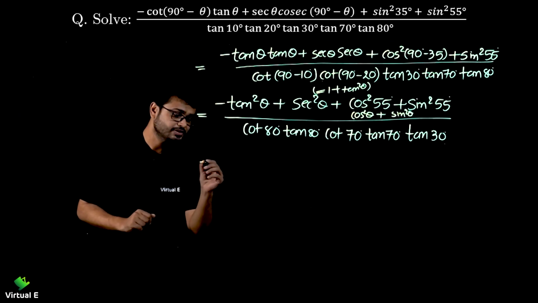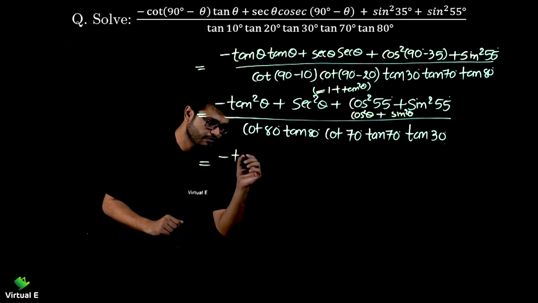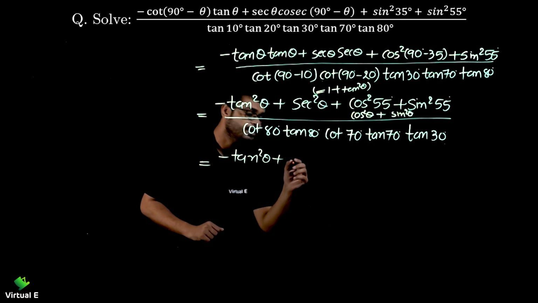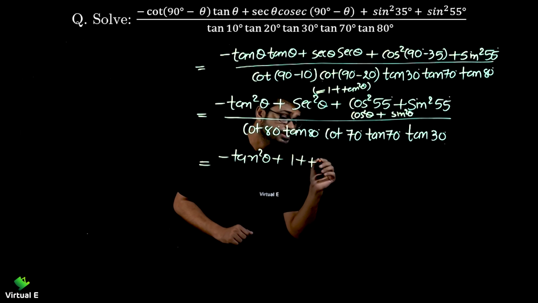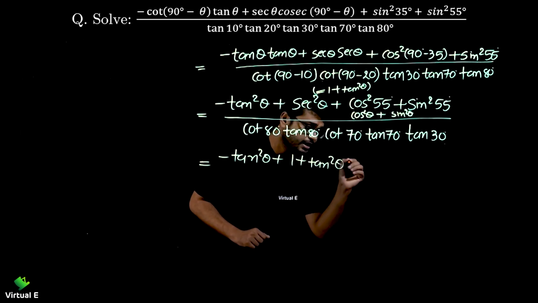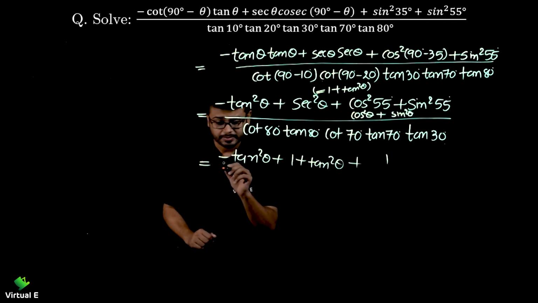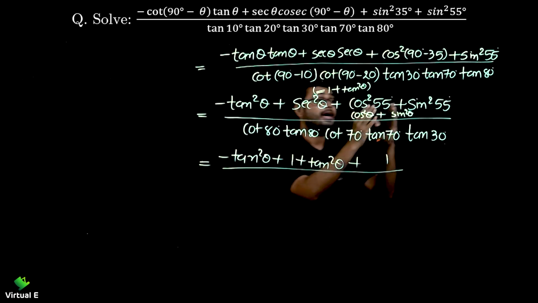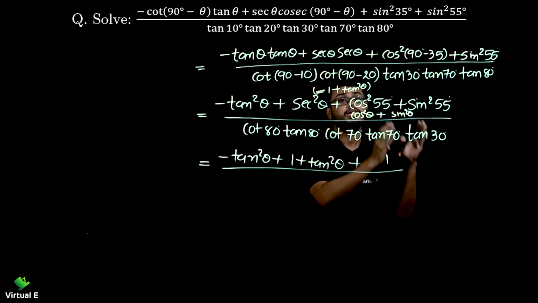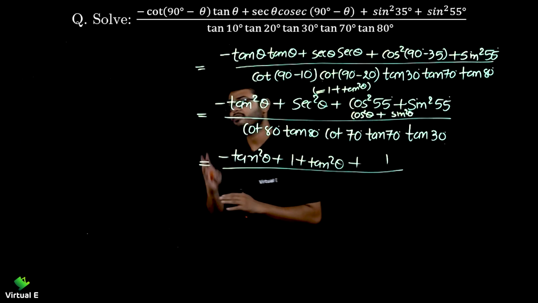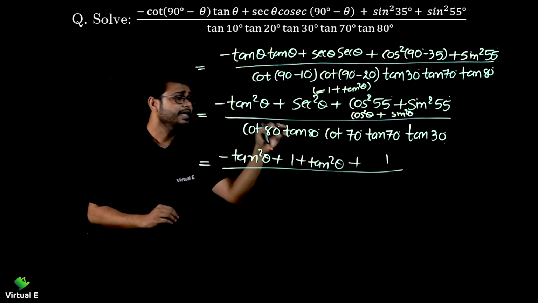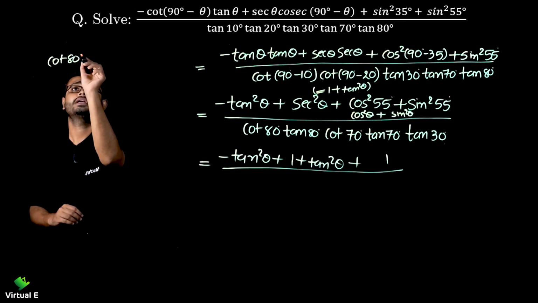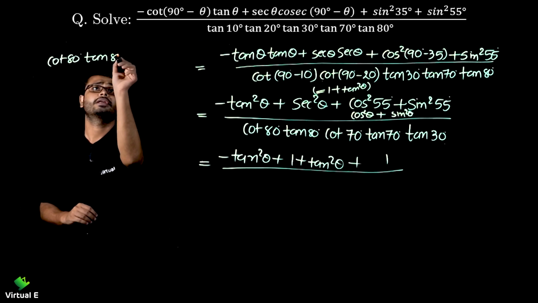So first of all, let's write whatever we have discussed, otherwise you will forget. Tan square theta plus, instead of sec square theta, 1 plus tan square theta and directly 1. Why 1? I told you the reason behind writing 1 over here is same angle, sine and cos, then square, and in terms of addition. Now cot 80 and tan 80. Important, cot 80 degree, tan 80 degree.